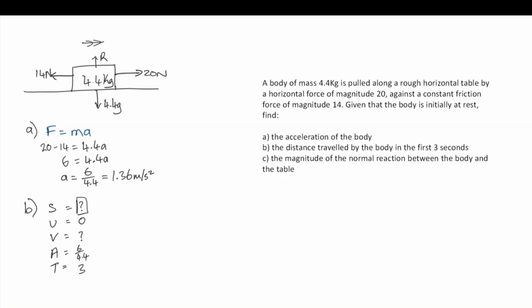Okay, the formula that links S, U, A, and T is our popular S equals UT plus half AT squared. Let's substitute all of our values in. Since the initial velocity is 0, this first term will be 0. We're adding on half of the acceleration multiplied by 3 squared. So the displacement is simply going to be 27 over 4.4. That gets us 6.14 meters. That will be the displacement in the first 3 seconds.